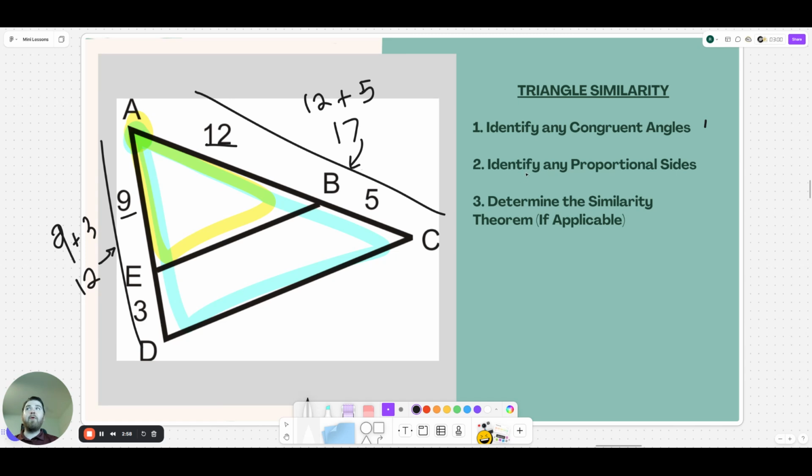If I set up my proportion, 9 over, well, let's do it down here. 9 over 12 is equal to 12 over 17. If I plug those in my calculator, I'm going to get that those don't equal each other. So because of that, I don't have any proportional sides. Well, 1 congruent angle isn't enough. So I would say that this is not similar. That little squiggly just means similar.